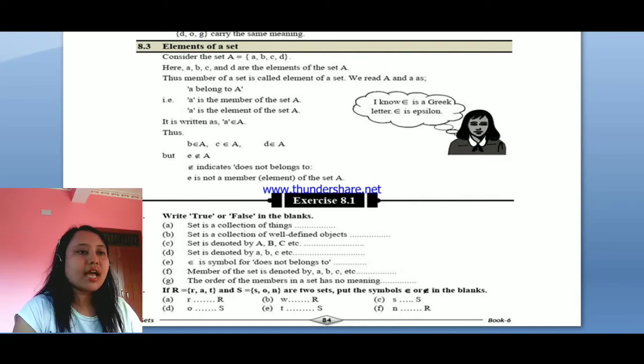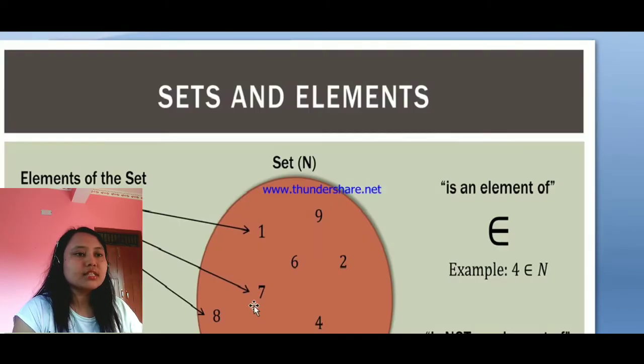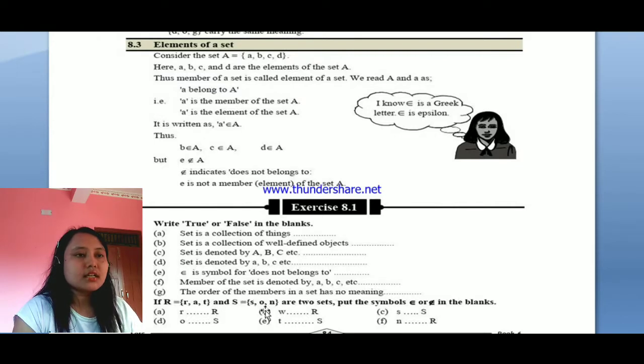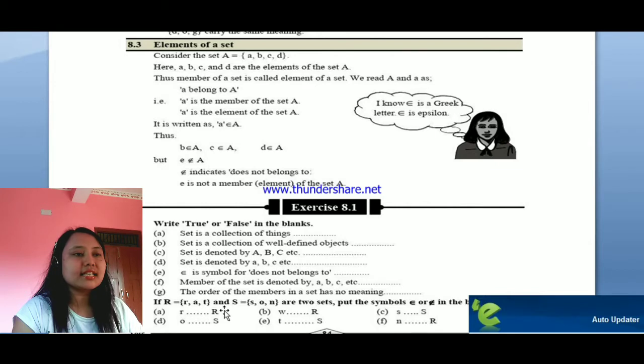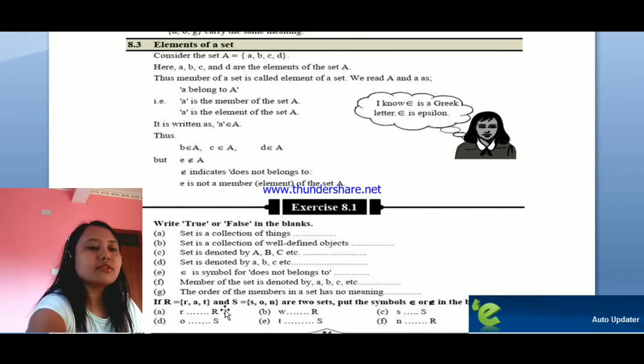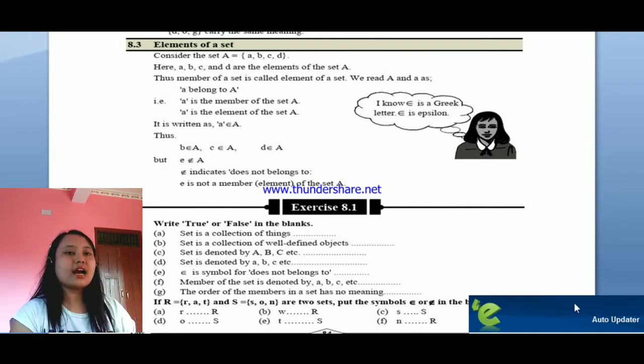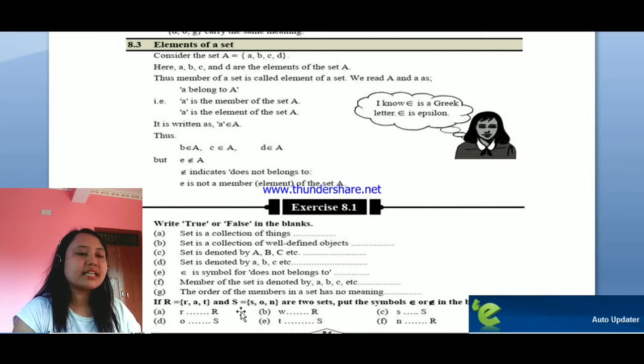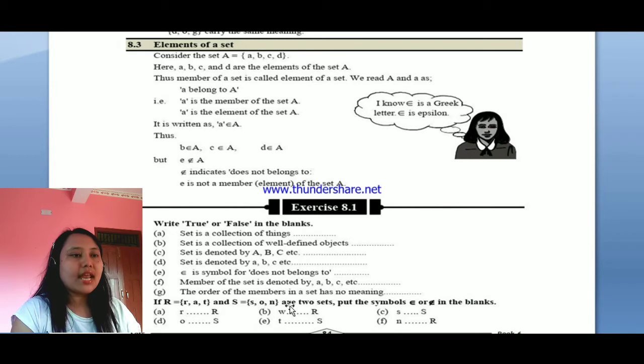Question number 2: we have if R equals {R, A, T} and S equals {S, O, N}, right? So R has three different elements. Three different elements are there in set R, and in set S there are three different elements, which are S, O and N, right?